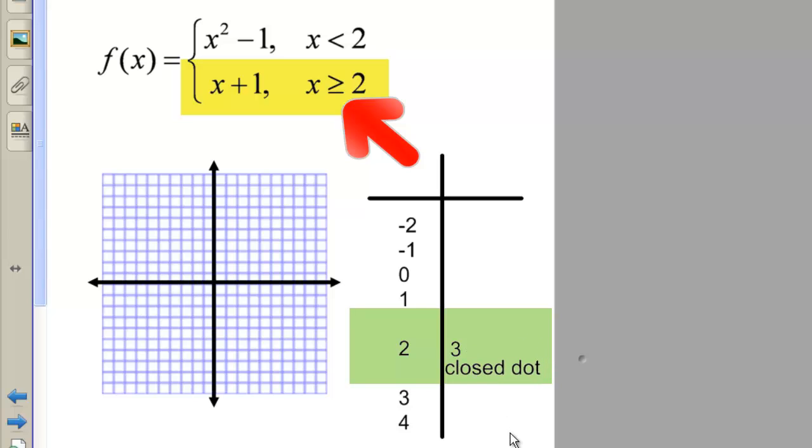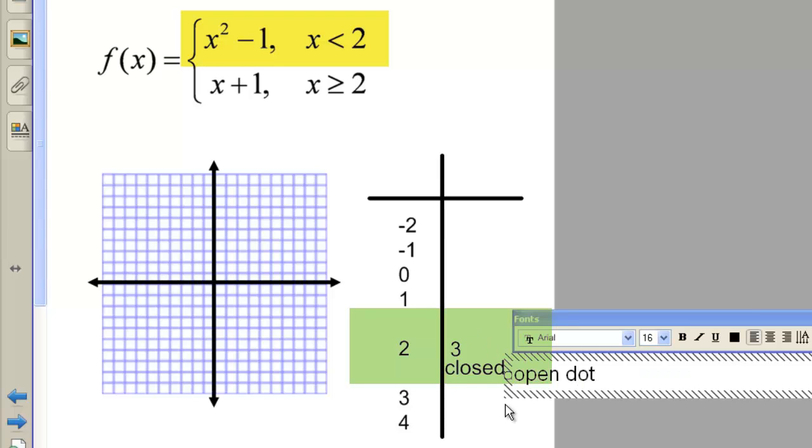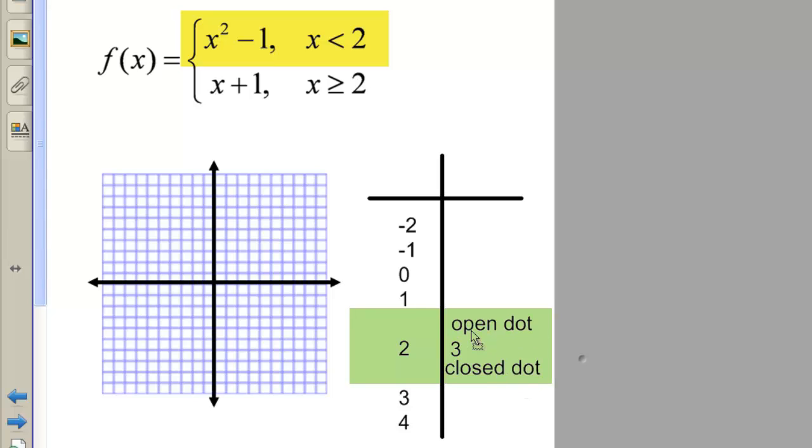However, you also have to put that boundary into the top function. It would get an open dot, but what you have to do is figure out, do the pieces meet or not meet? So notice, when I put 2 into the top function, even though there's no equal bar, I have 2 squared, which is 4, and 4 minus 1 is 3. So I technically get an open dot from inputting it into the top function, but then it becomes a closed dot when I input it into the bottom piece.